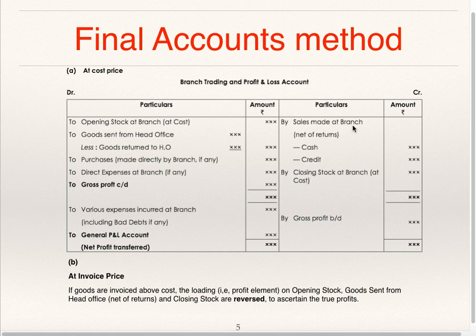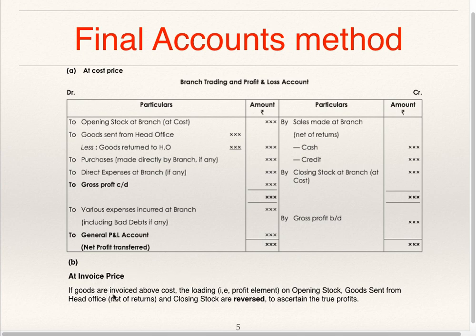By sales made at branch, net of returns, that is cash sales, credit sales minus return inward, closing stock at branch, you will get gross profit which gets transferred to profit and loss account. Then various expenses are to be recorded in profit and loss account. Various expenses incurred at branch to be debited, including bad debts, depreciation, etc. Then you will get net profit at branch which is to be transferred to general profit and loss account.